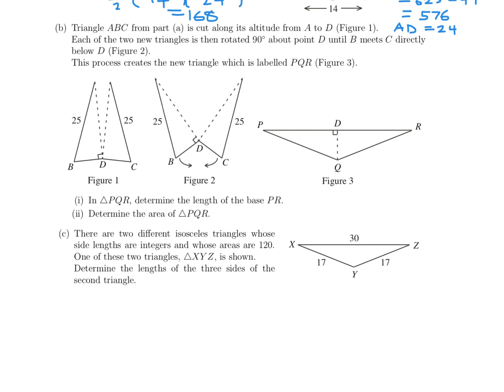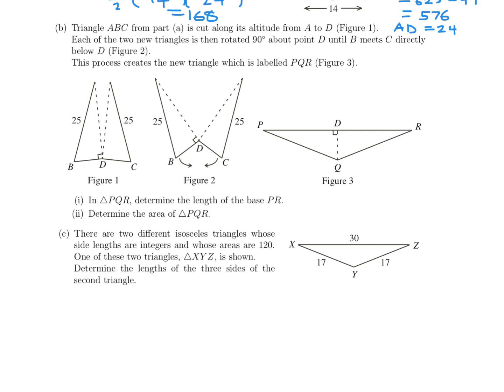Triangle ABC from part A is cut in along its altitude, AD, as in figure 1. Each of these two new triangles is then rotated 90 degrees about point D until B meets C directly below D, figure 2. The process creates a new triangle, which is labeled PQR. Determine the length of PR.